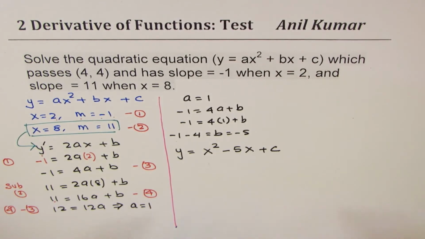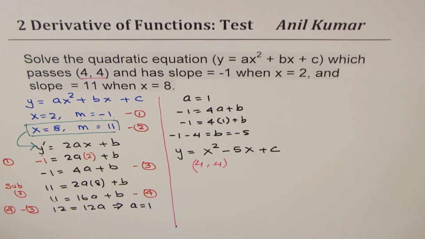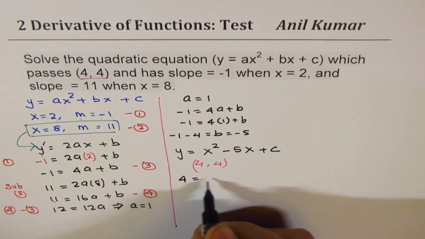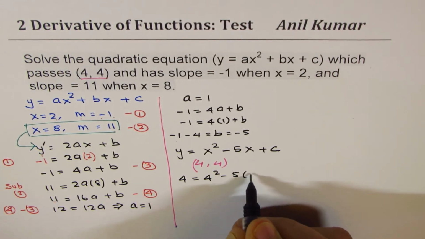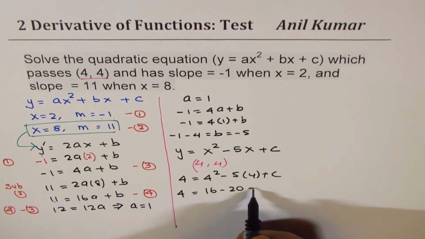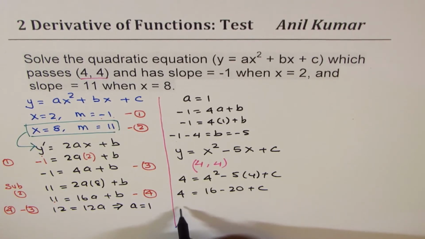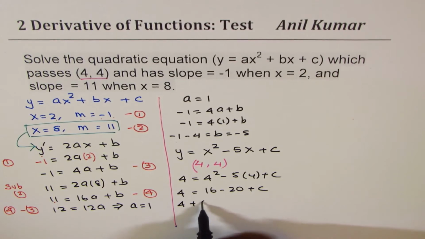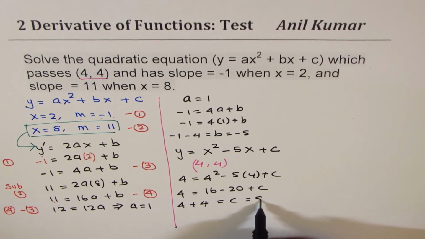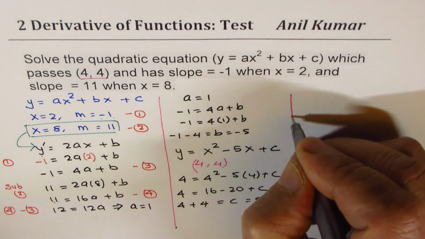Correct? Now how do we find the value of c? To find the value of c, we know that the curve passes through (4, 4). So we'll use the point (4, 4), right? Substituting 4 for y and 4 for x, we get 4 equals 4 squared minus 5 times 4 plus c. So that is 4 equals 16 minus 20 plus c. Now 16 minus 20 is minus 4. So 4 plus 4 equals c, which is 8, right? So c equals 8. Now we have found the value of c also.